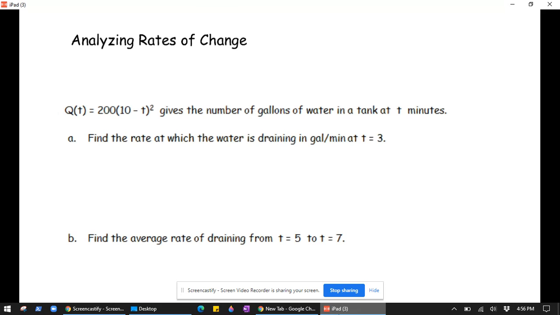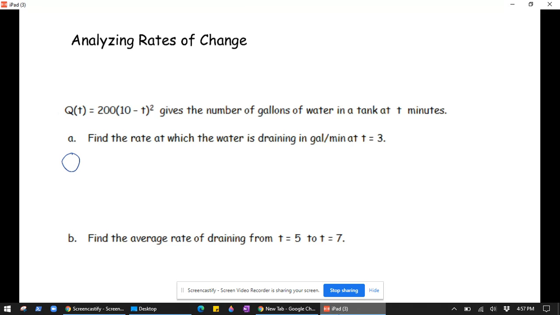So right away, I noticed that that's similar to position, right? The quantity we're given is analogous to position. And the first thing we're asked to find is a rate of change. It says find the rate at which the water is draining in gallons per minute at t equals 3. So we're asked for a rate of change at an instant, which means we need a derivative.